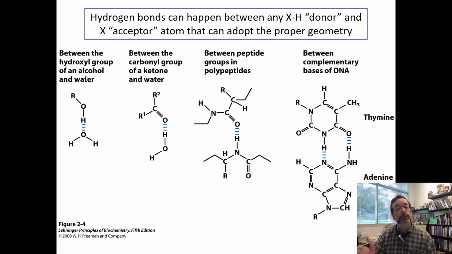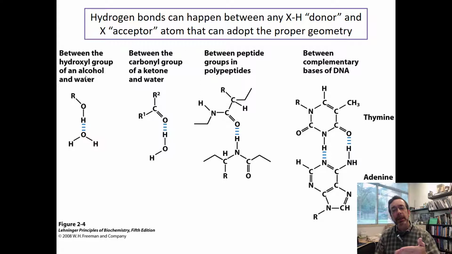But then, of course, proteins are joined together with amide bonds, which have carbonyl groups in them. And so water can form to them. Water can also form to the amide. And it turns out that you don't have to have water at all. If you get the arrangement, you can have one amide bonding to another atom. That's the third example on this. Hydrogen bonds can form between peptide groups in polypeptides.